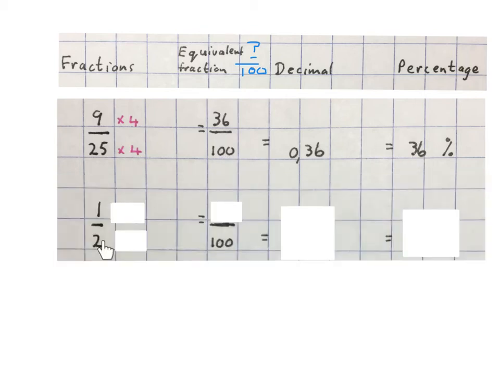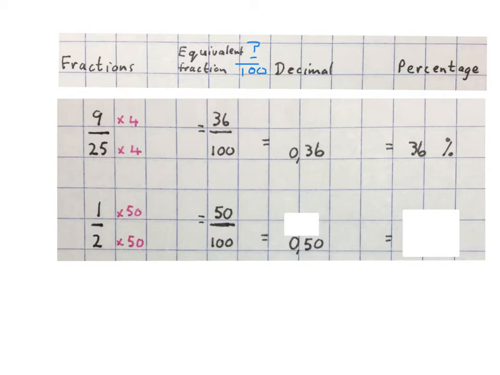Next we want to convert a half to an equivalent fraction out of 100, then to a decimal, and then to a percentage. To get the 2 to 100, you'll times by 50. You also times by 50 at the top. So a half is the same as 50 over 100. As a decimal, we can write it as 0.50 or 0.5. And as a percentage, we can write it as 50%. Remember, 50 over 100 is the same as 50%, but learn that 0.50 is also 50%.